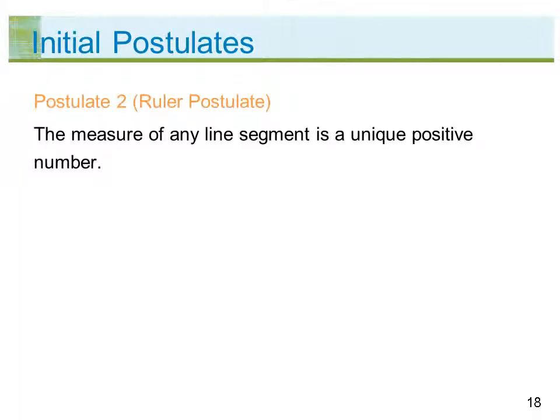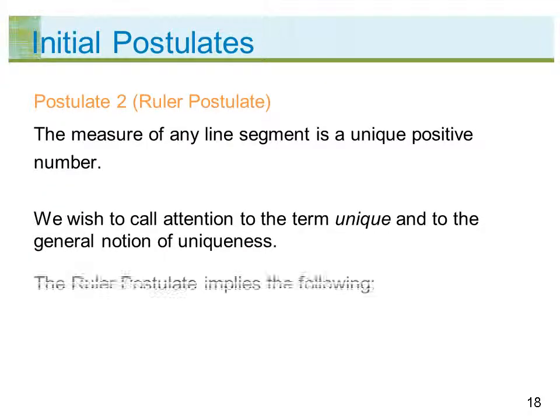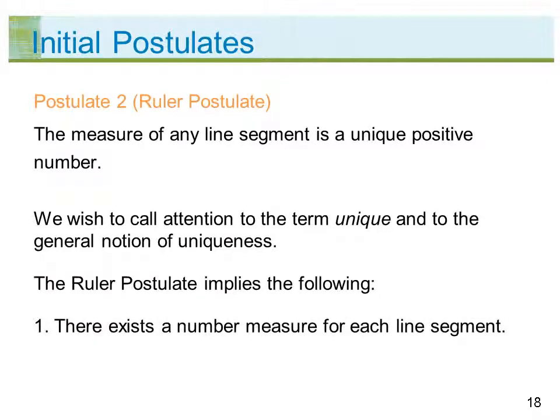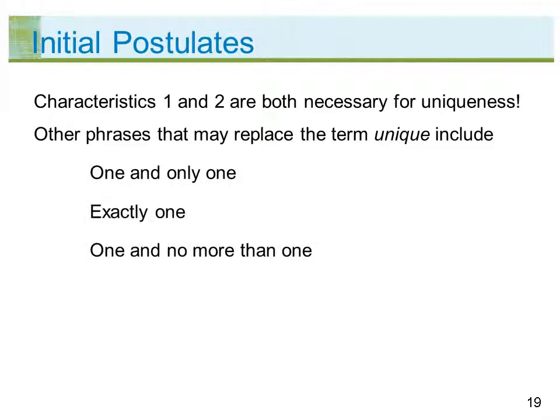Postulate 2. Ruler postulate. The measure of any line segment is a unique positive number. We wish to call attention to the term unique and to the general notion of uniqueness. The ruler postulate implies the following. Number 1. There exists a number measure for each line segment. Number 2. Only one measure is permissible. Characteristics 1 and 2 are both necessary for uniqueness. Other phrases that may replace the term unique include one and only one, exactly one and no more than one.